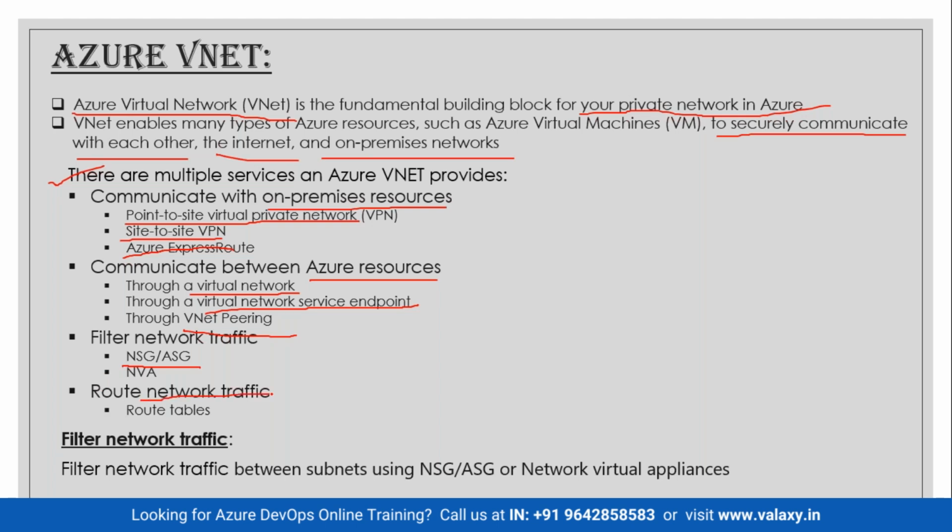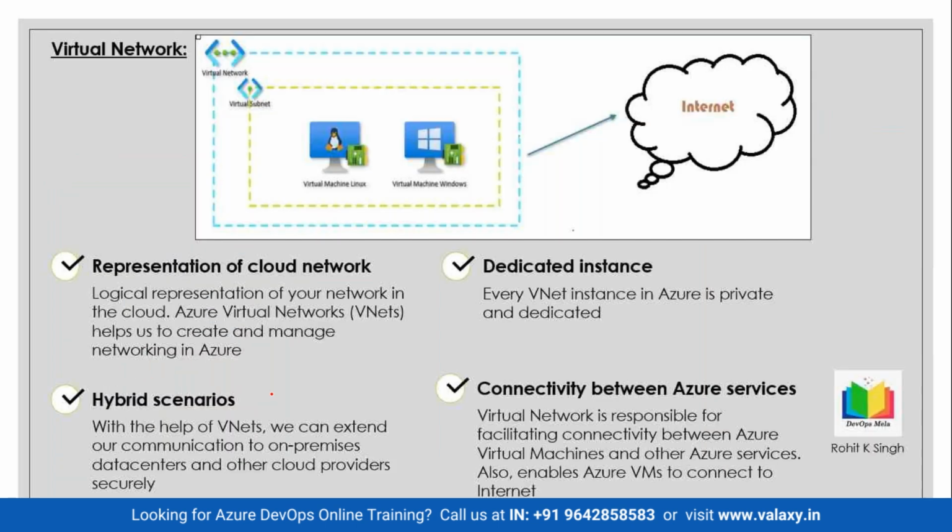Route network traffic. So there are route tables. You can even create route tables using which you can route traffic also. Okay, so this is all about virtual network. A virtual network is a fundamental building block for your private network in the cloud. We'll talk about filtering traffic in a bit.